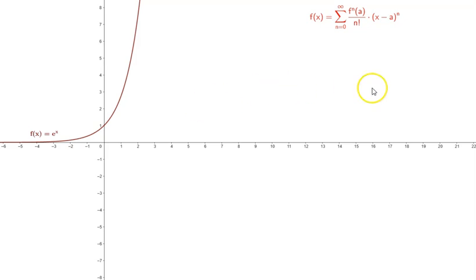In the previous session, we saw the expression for a Taylor series of a given function about a point x equal to a. So let's see how we can generate the Taylor series for e to the power of x about x equal to a. Now f of x equals e to the power of x.